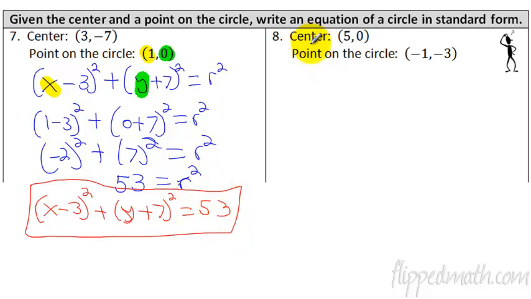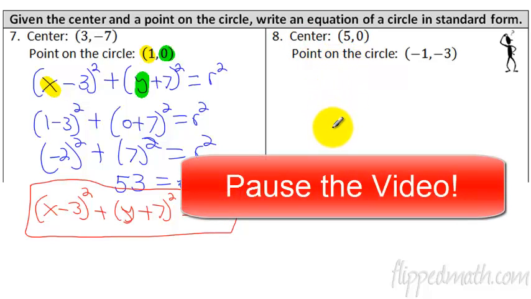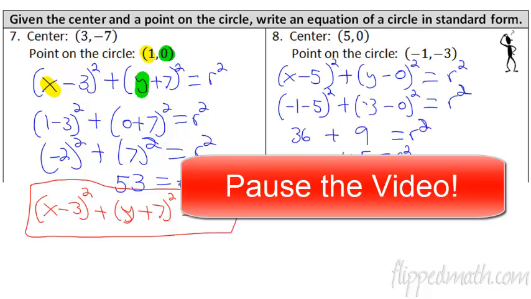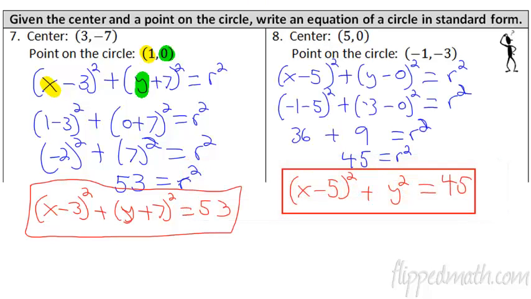Why don't you now pause, knowing how to do that? Try number 8 all on your own, and I'll have the answer appear in just a sec. There's your answer to number 8, x minus 5 quantity squared plus y squared equals 45. You can pause there and take a look if you want.